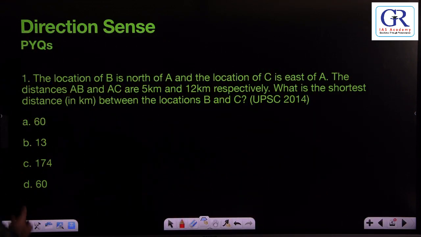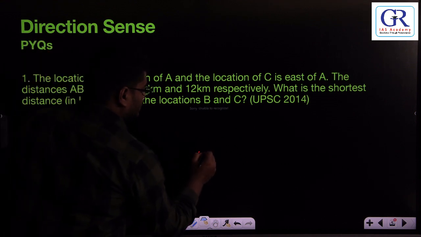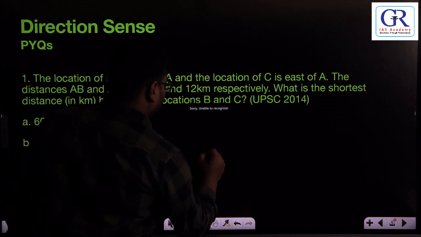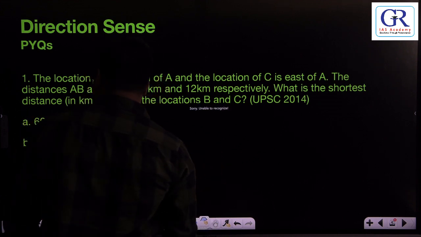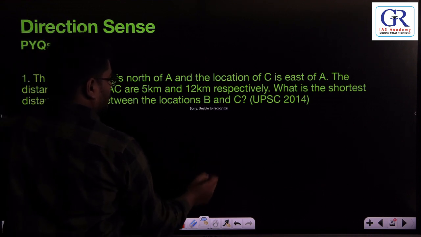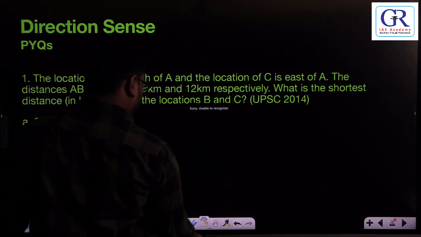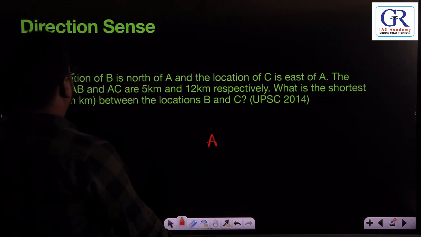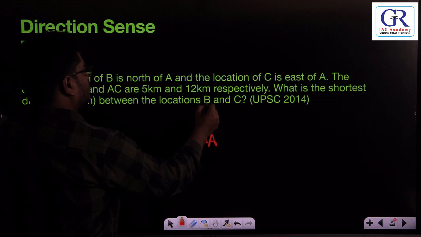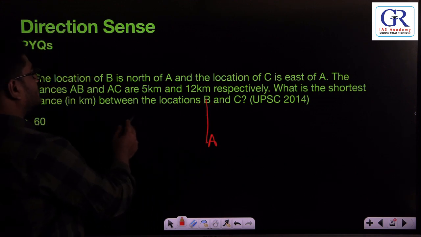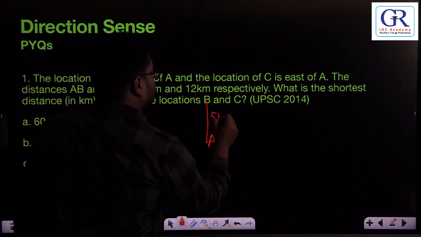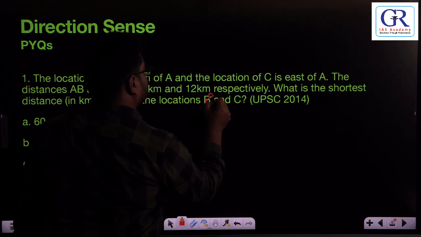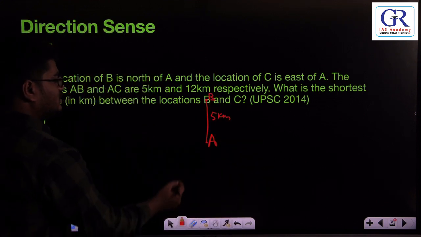So let's get to questions. The location of B is north of A and the location of C is east of A. So A is a common point, right? First take A. First point is A and B is north of A. The distances AB and AC. AB is 5 kilometers. This is B. And C is east of A.